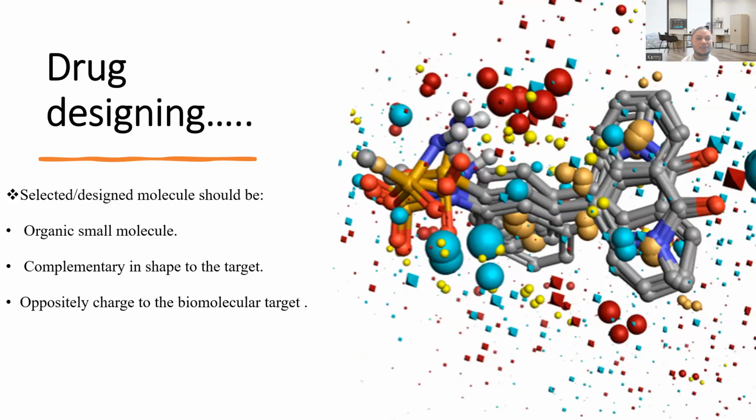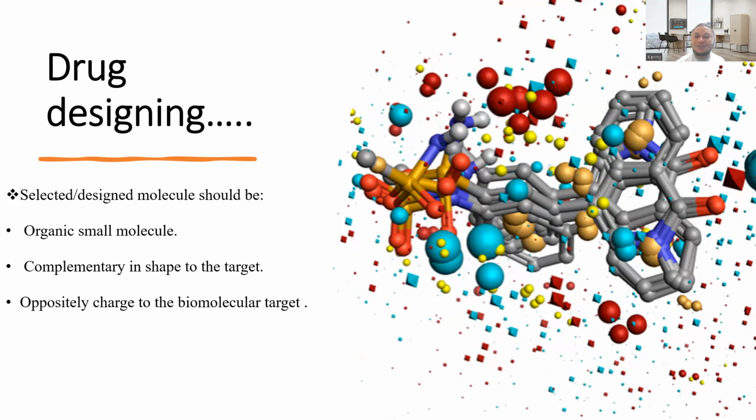Now, this molecule that we are talking about can be organic small molecules. So drugs can be a chemical compound. And I know we might have seen a lot of drugs, right? In different color, in different shape, right? So they might be organic small molecules, complementary in shape to the target.